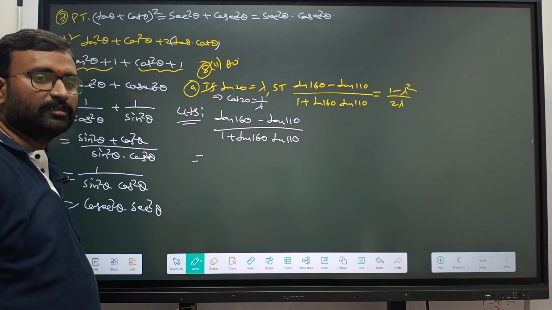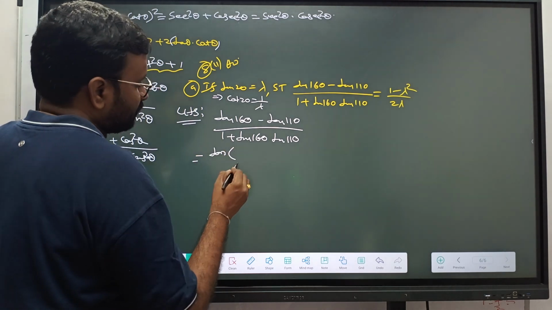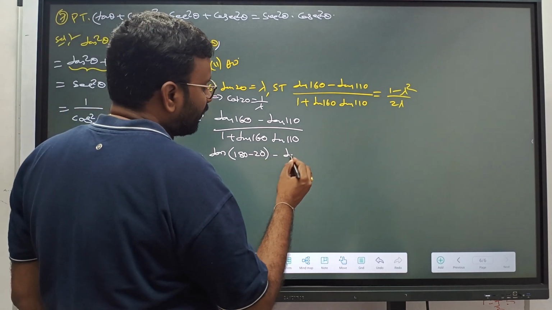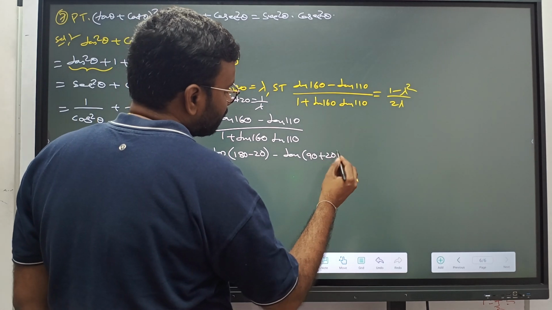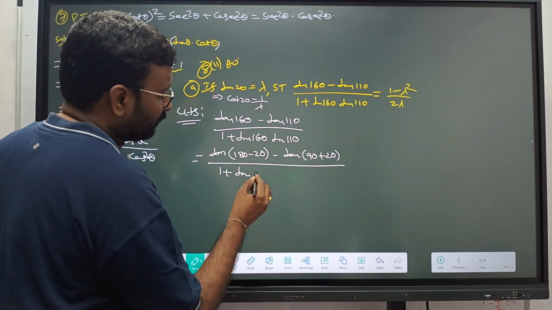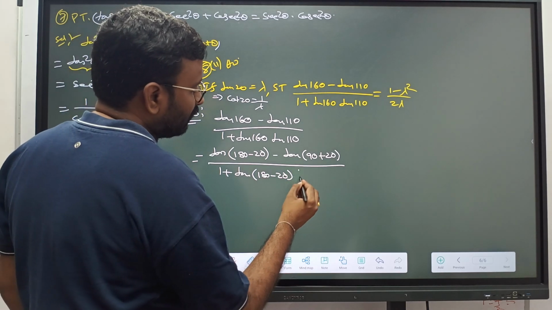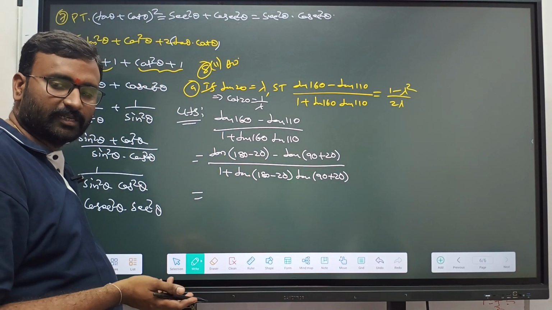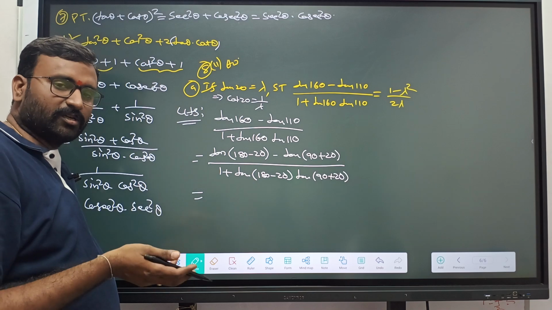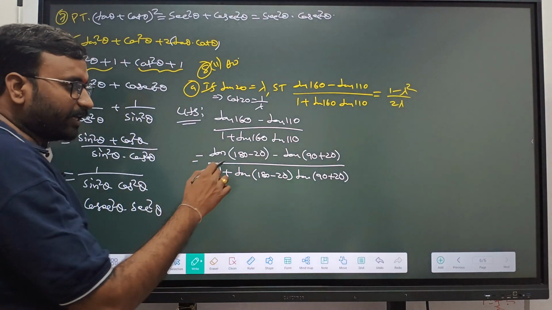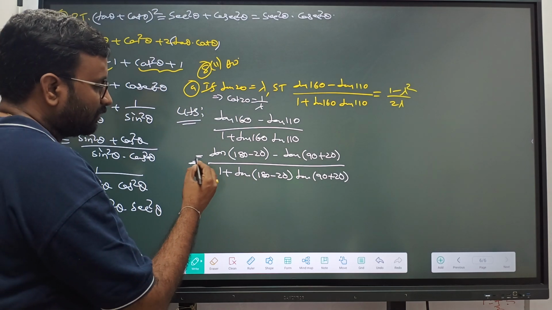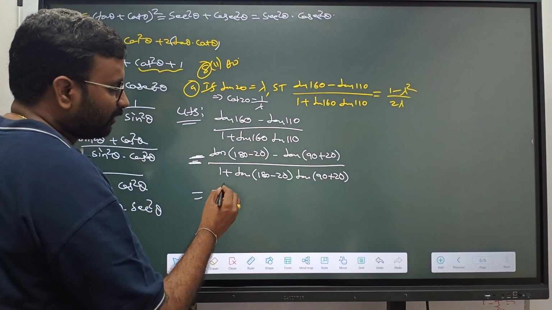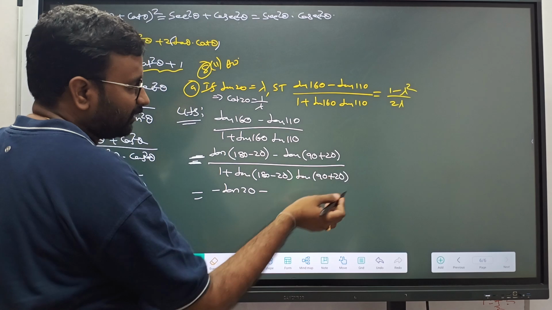That is your challenge. So I am writing 160 as 180 minus 20, and 110 as 90 plus 20, over 1 plus tan of 180 minus 20 into tan of 90 plus 20. You know the values of these: 180 minus theta, 180 plus theta, 90 plus theta, 90 minus theta. 180 minus 20 is in which quadrant? Second quadrant. In the second quadrant tan is negative, so it is minus tan 20.